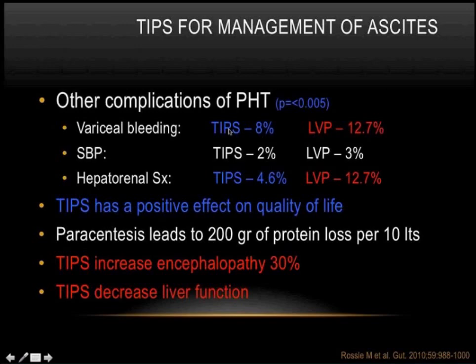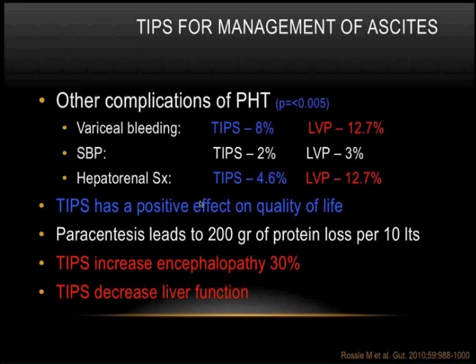Of course, the data have shown that the TIPS is much better than large volume paracentesis. As I mentioned before, TIPS has a good effect on quality of life because of muscle mass and energy, but it does not increase survival. And of course, the downside of it is encephalopathy. If the patient had encephalopathy from the get-go and you create a TIPS, they're going to have 30-40% chances to develop more encephalopathy afterwards. And that's in a normal patient, so a patient who already has encephalopathy is going to be even worse.